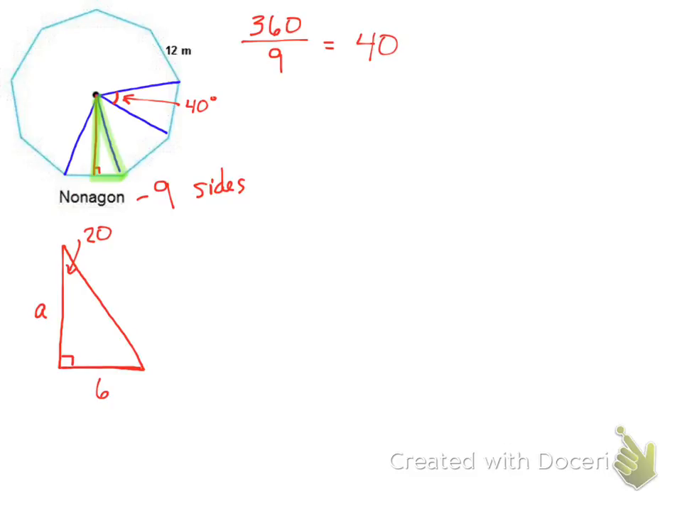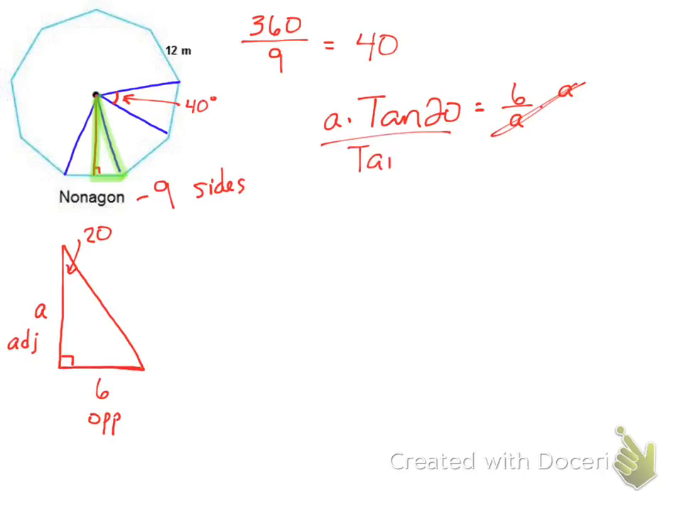Then I can use trig to find my apothem. From the 20-degree angle, 6 is opposite, A is adjacent, so I'm going to use tangent. Tangent of 20 is equal to 6 over A. This is a little backwards from the way that we've done it with the previous sections. Since A is on the bottom, I'm going to multiply both sides by A, and then I can divide both sides by the tangent of 20.